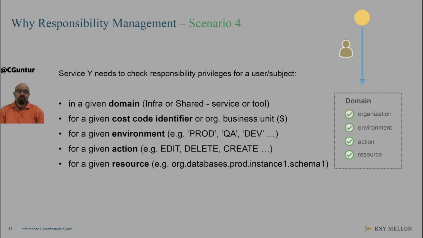The fourth scenario is a bit more finer grained compared to the first three. Here, there is a specific context provided, and the service needs to check responsibility privileges for a user when one or many of the below contextual attributes. The first one being a domain, which is like a line of business, a business unit, etc. The second could be a cost code identifier, which holds the budgetary amount for your given domain or department, etc.